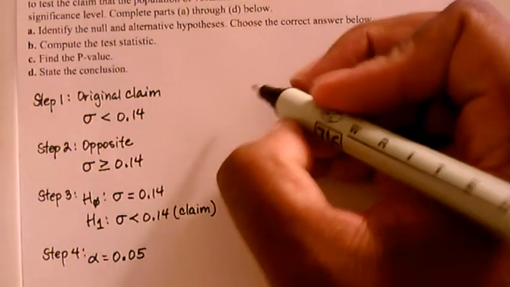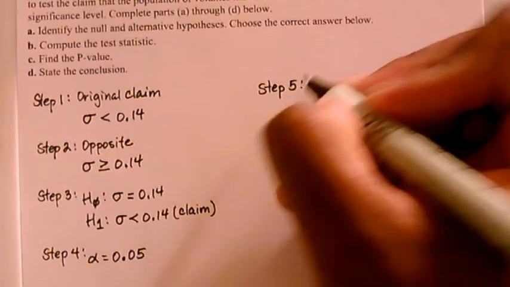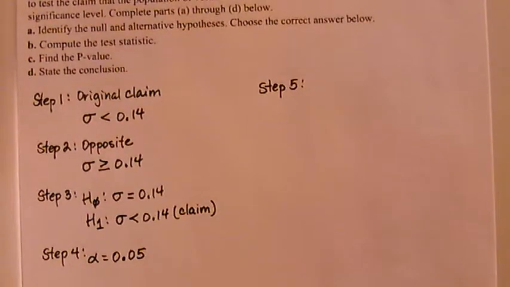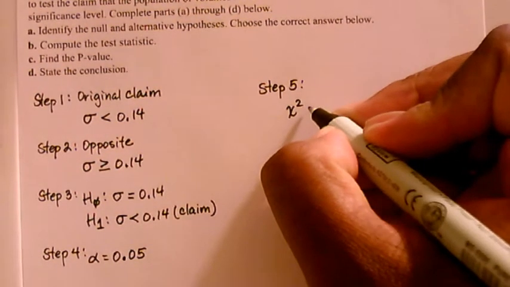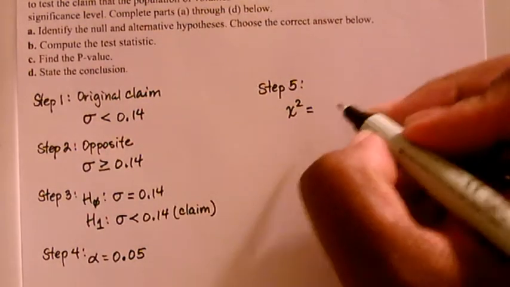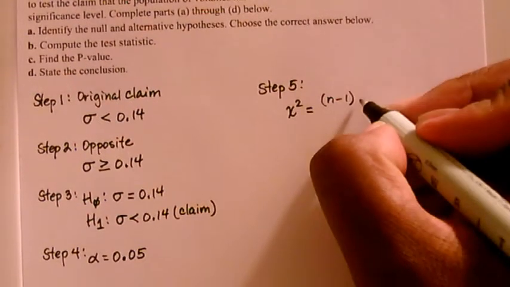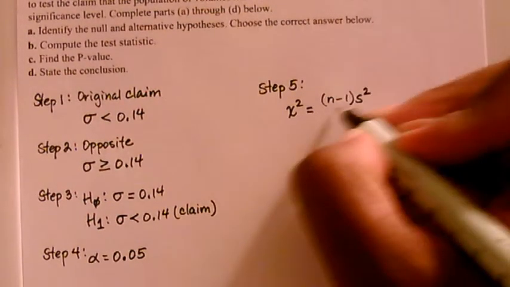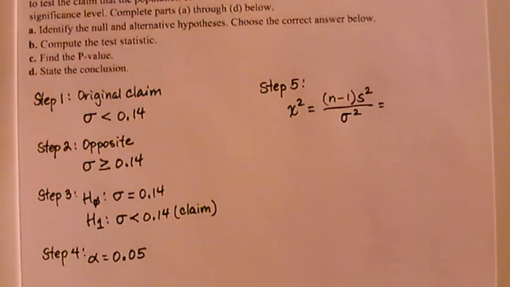And then step number 5, I'll do this off to the right side. Step number 5 is calculating your test statistic, which is going to be part B, compute the test statistic. Okay, the test statistic for a standard deviation or the variance is your chi-square test statistic. That's going to be equal to n minus 1 times s squared divided by sigma squared. And then we just substitute those numbers into that particular formula.